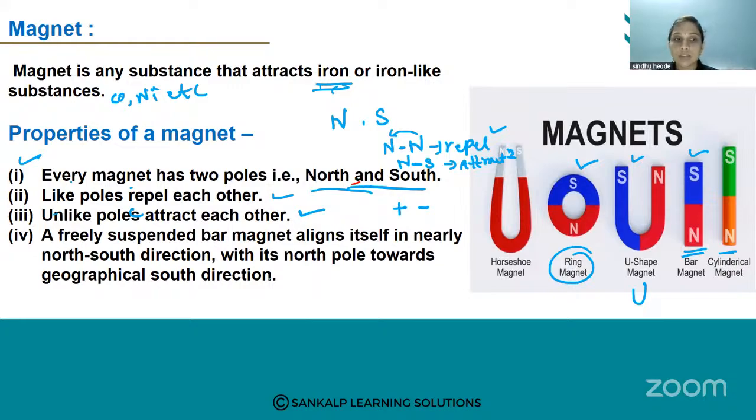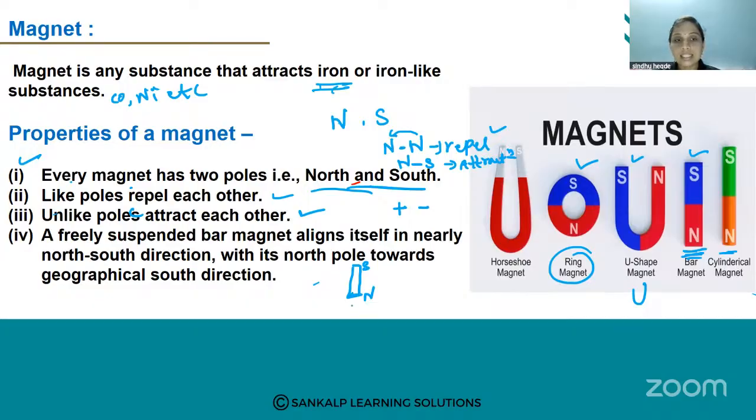And next one is a freely suspended bar magnet. See, this is a bar magnet, right? Observe this picture. The fourth one shows the bar magnet. This is the shape of a bar magnet. It has two poles. One is south and another is north pole. When we freely suspend this magnet, freely suspension means it can move freely. Okay. So just hang this magnet freely.